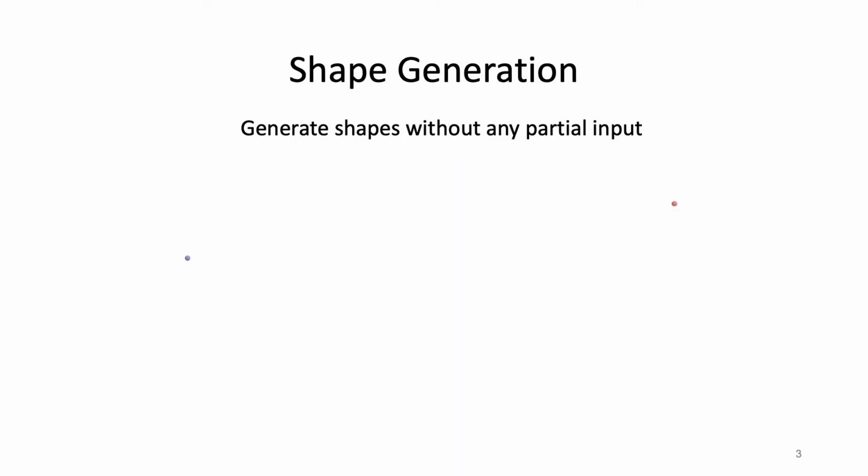Secondly, our approach can tackle the problem of shape generation, which aims to generate shapes without any partial input. The following video shows our model starting from a single point and generating shapes of the learned distribution.